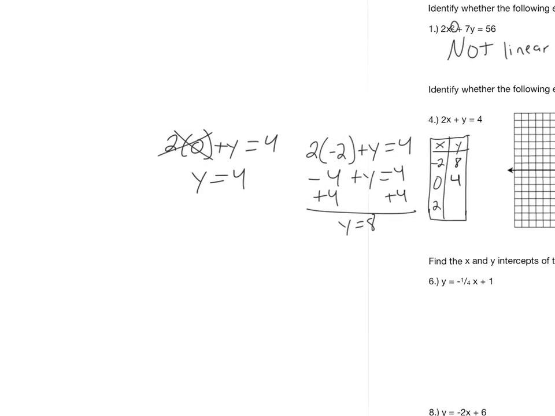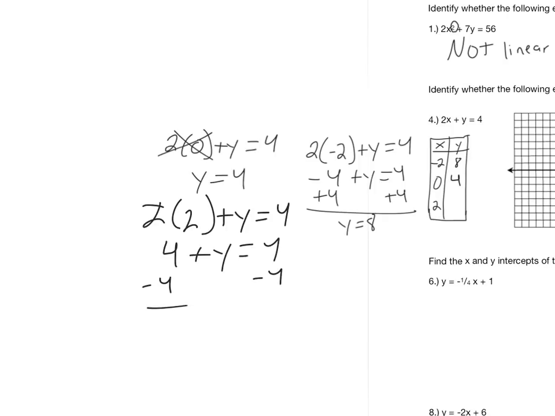And last but not least, what about at 2? Well, that would be 2 times 2 plus y equals 4. Well, 2 times 2 is 4. And then we subtract 4 on both sides. So notice that we did get our x and y intercept, right? If you notice, this right here is our y-intercept, right? 0, 4, the x is 0. Whenever your x is 0, you have a y-intercept. And this right here is my x-intercept. Y is 0, right? So whenever your y is 0, you have an x-intercept.